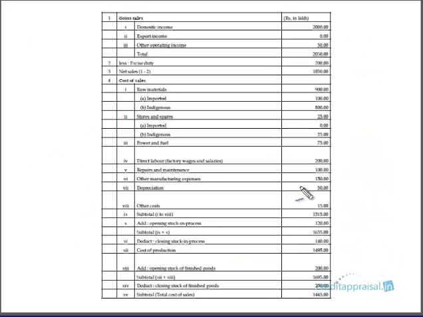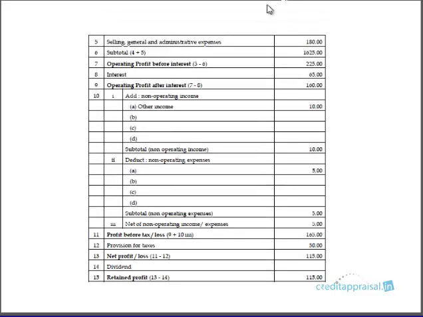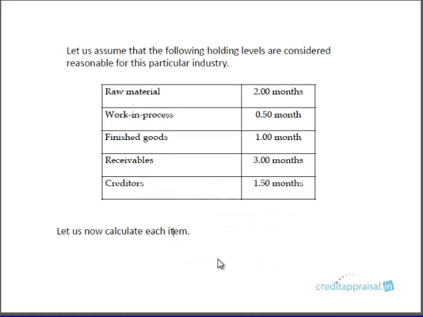Let us assume the company's financials are as follows. This is the P&L account, a format which we already discussed. Gross sales. We have various expenses: raw materials, stores and spares, power, labor, repairs, depreciation, closing and opening stock of work in progress and finished goods. Everything we discussed. Then we have selling and general expenses, interest. Basically, we arrive at the net profit. This is the format. These are the figures for a particular company.